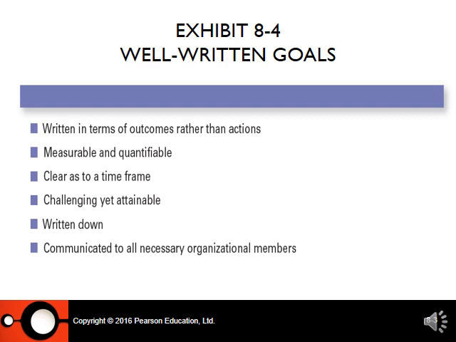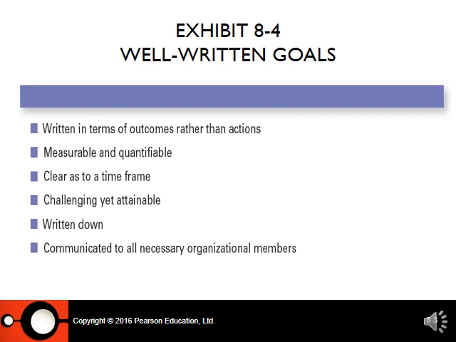A second factor of well-written goals is that they should be measurable and quantifiable. So when we said that we need to increase the productivity level, we mentioned a quantifiable level. So we said by 3%. So it's easy to decide that instead of producing 100 cars, we are going to produce 103 cars, and this can easily be measured and easily be quantified.